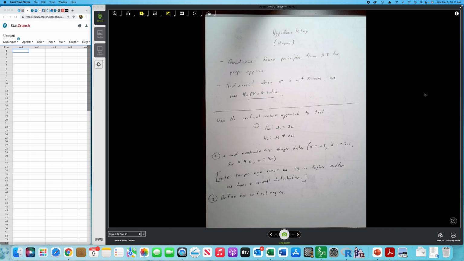The bad news is when the population standard deviation is not known, which is typically the case, then we don't use the Z distribution as we learned with hypothesis testing for proportions. We use the T distributions. And I don't really think this is real bad news, because with technology, the T distribution is just as easy to navigate and manipulate, if you will, as the Z distribution.